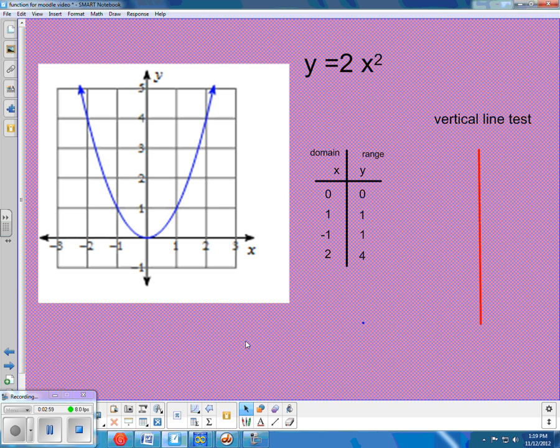Here we have another graph. Again, if you look at the domain values, they're all unique. And again, we can take our vertical line, and as we pass it through the graph, it's only hitting the graph at one point at a time. As long as it only hits the graph one point at a time, it is a function.